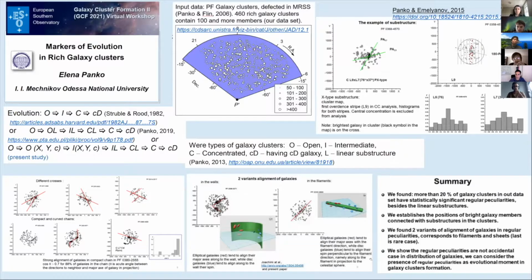We have studied our dataset and detected different types of substructures, namely crosses, semi-crosses, short chains, compact chains, etc. We found also a filamentary type of alignment of galaxies in many cases and a wall type of alignment of galaxies in a single case. We found also an interesting chain in one cluster.